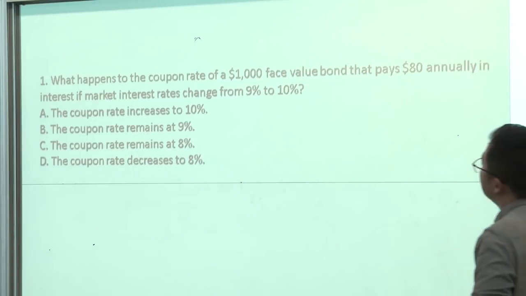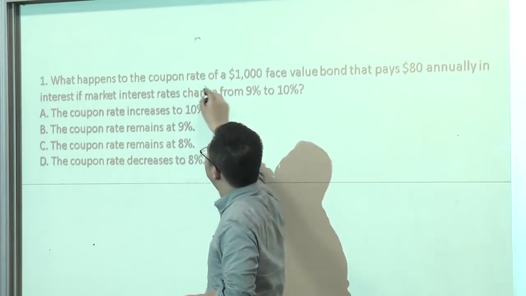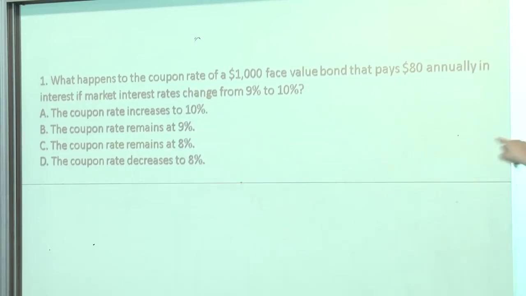What happened to the coupon rate? Okay, the coupon rate is fixed. Don't need to read the rest of the question. The coupon rate is fixed at the introduction of the bond, right? It remains. It pays 80, so the coupon rate is 8%. So it stays at 8%. Okay.